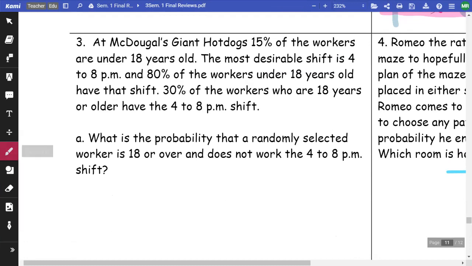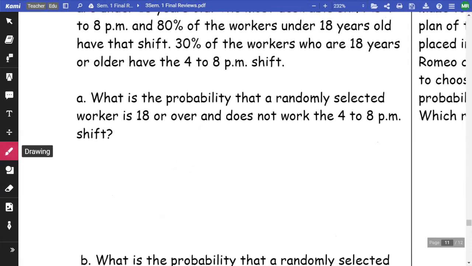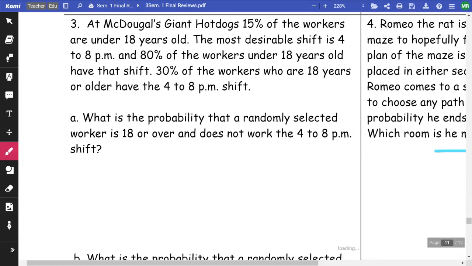So for this, I am going to start with knowing that 15% of the workers are under 18. So I'm going to have 0.15, and this is going to be under 18. And that means that 0.85 is going to be 18 or older, because it's everyone else.